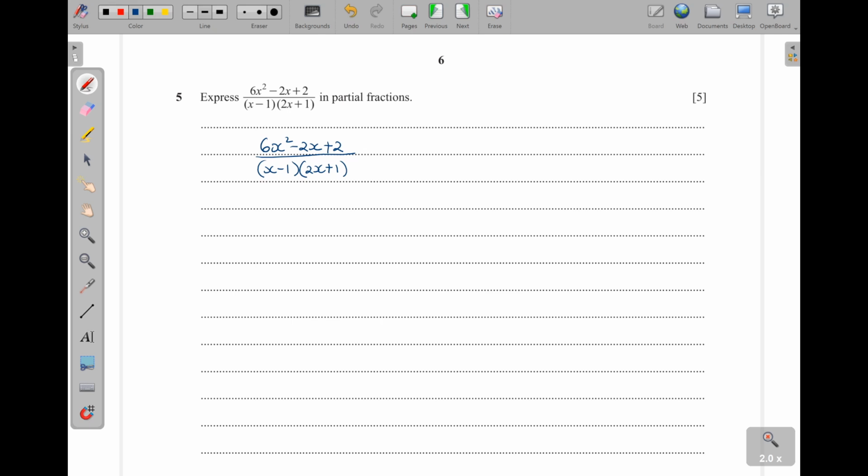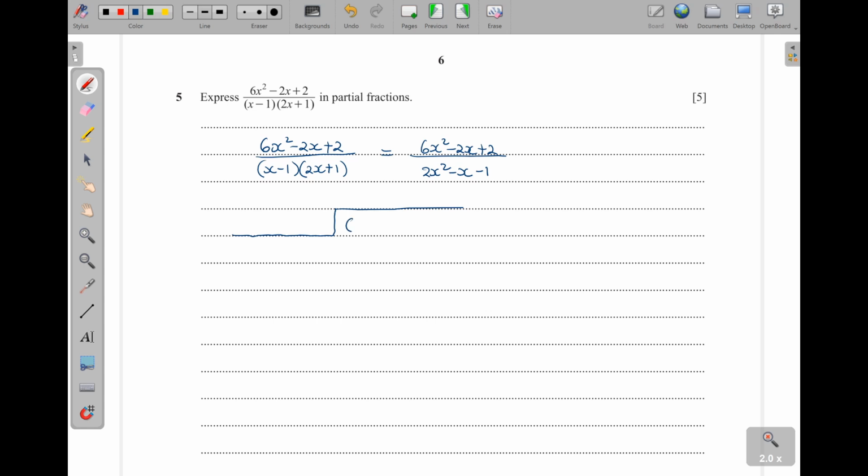Now, when we try to expand this, x times this, that will be 2x squared. So you have 2x squared here. Then x times 1, you'll get x, then minus the 2x here, you'll get minus x. So we have minus x here. Then negative 1 times 1 gives us a negative 1. Then this one is 6x squared minus 2x plus 2. So the degree of the numerator is 2 and the degree of the denominator is 2. The degree is the highest power in the expression. So we need to first long divide to make it a proper fraction.